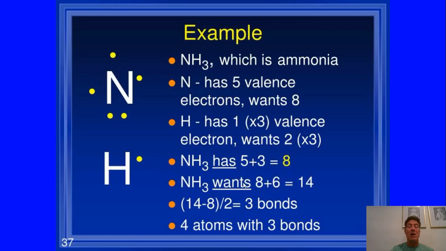But NH3 wants 8 plus 6, right? 8 for the nitrogen, 6 total for the hydrogens, for a total of 14. So what's the difference? We take 14 minus 8, that gives us 6. We divide that by 2, that means we have to form 3 covalent bonds. So we have 4 atoms with 3 bonds. So we just start making that.